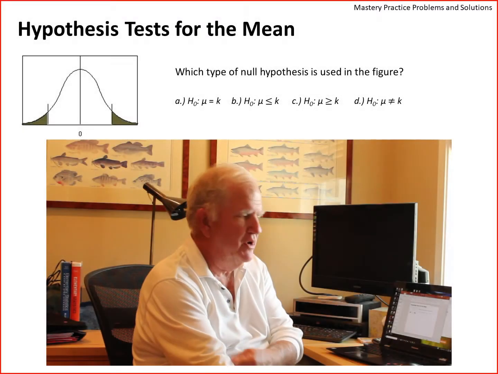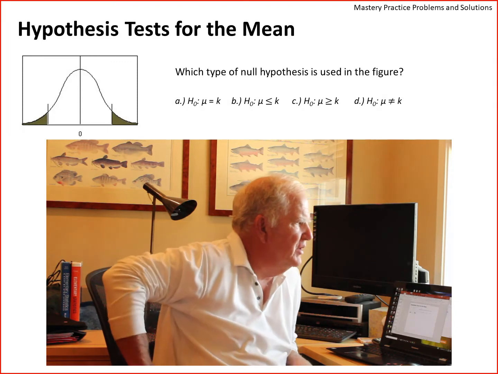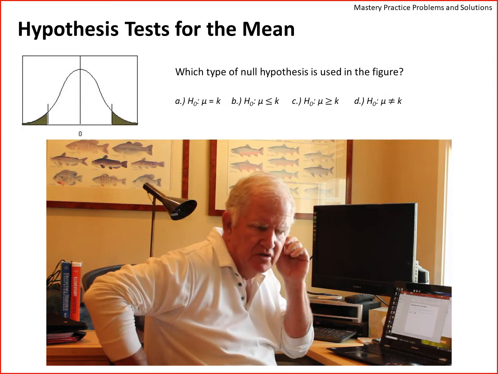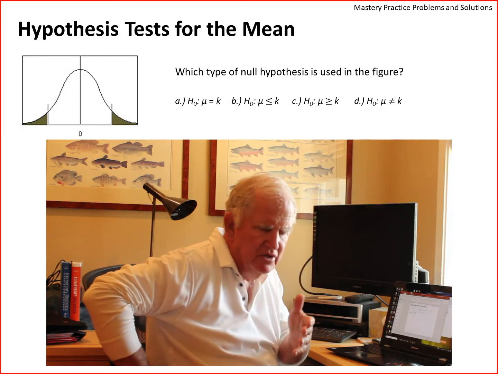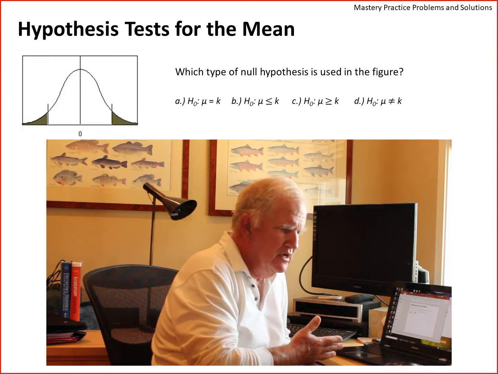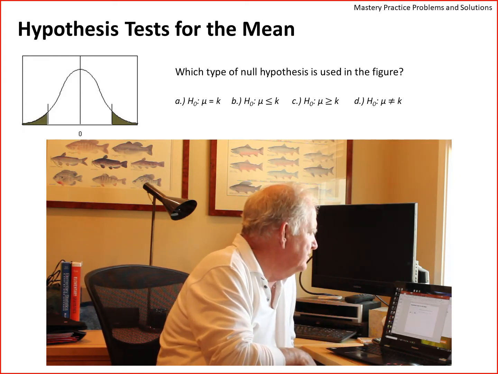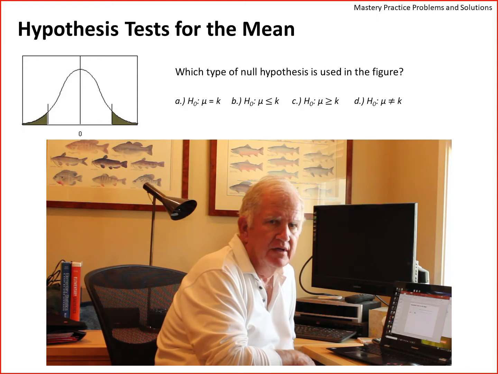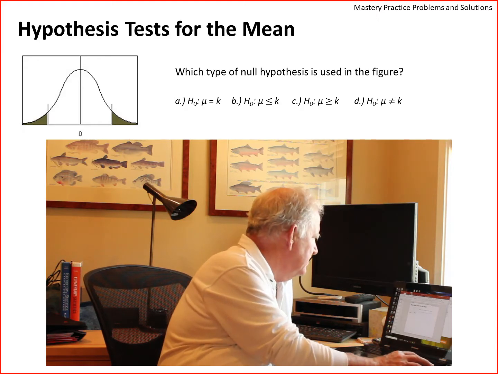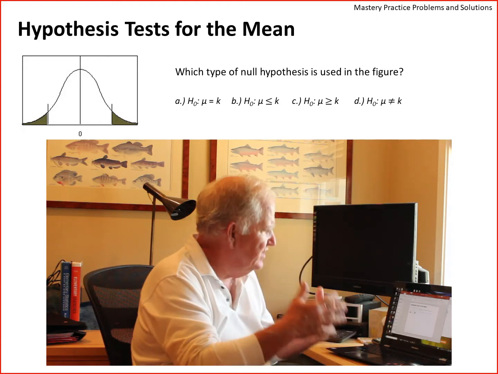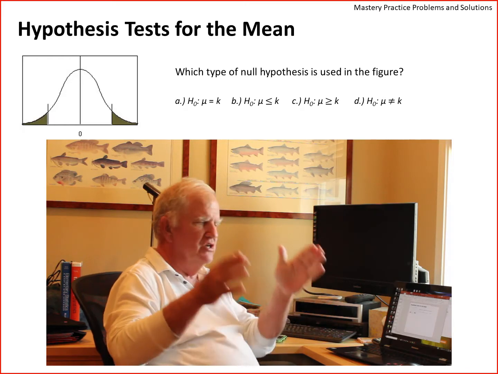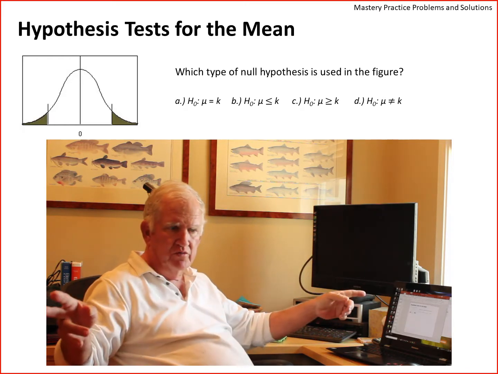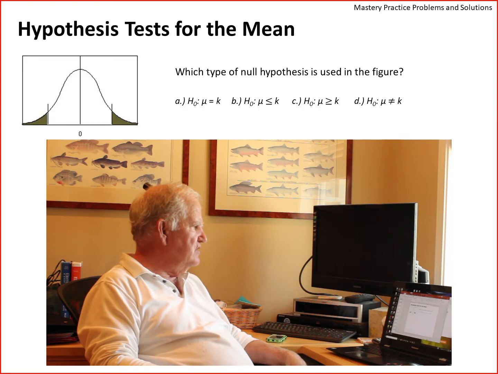So, you know, it takes a little practice to write down the null hypothesis and the alternate hypothesis, but you'll get the hang of it quickly. That's why I included this lead problem in the mastery section. And the first question gives a distribution, and it shows the two critical regions out of the tails. And it says what type of null hypothesis is used in this figure.